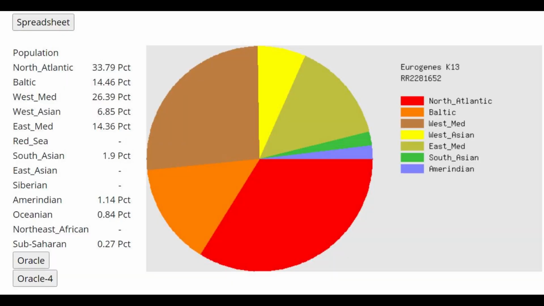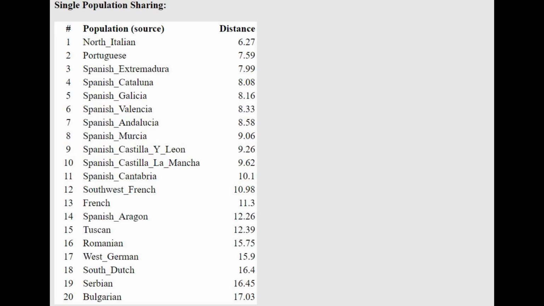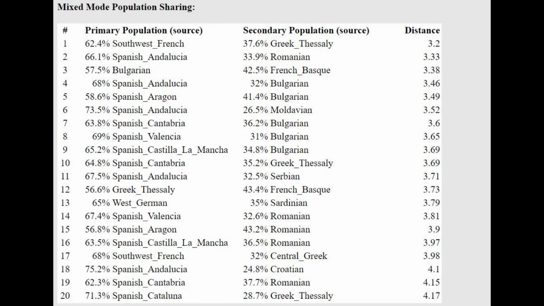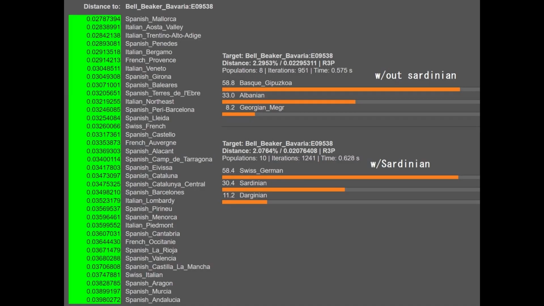This is what he scores with Eurogenes K13. Now, looking at this result, it doesn't even really feel like an ancient DNA result. I mean, this could easily be a modern Italian or a French person scoring 14% East Mediterranean. That's very interesting. With the Oracle, he's closest to North Italians and Portuguese and various Spanish groups. With the two-way Oracle, he's getting modeled as a mixture of either West German plus Sardinian or Southwest French plus Greek Thessaly, which is pretty much the same exact result as what he gets on G25.